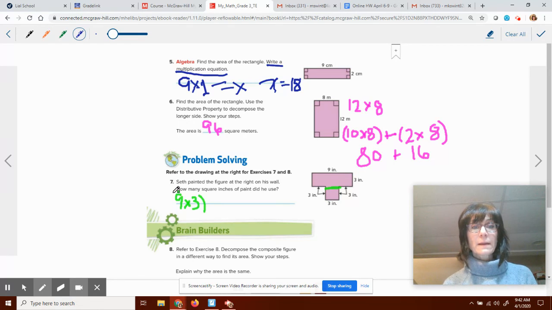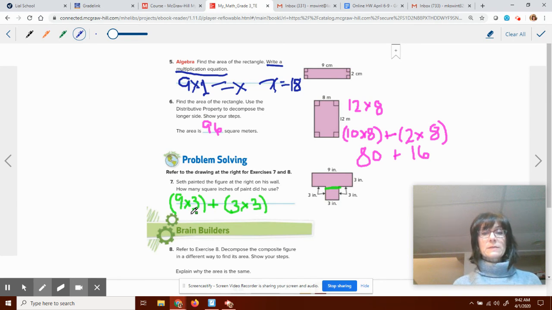That's the area of my rectangle 1. I need to then add to it rectangle 2, which shows me, oh, well, this is 3 and this is 3. So that's going to be easy. I have a square, 3 times 3. And here we go. We know 9 times 3 is 27. We know 3 times 3 is 9.